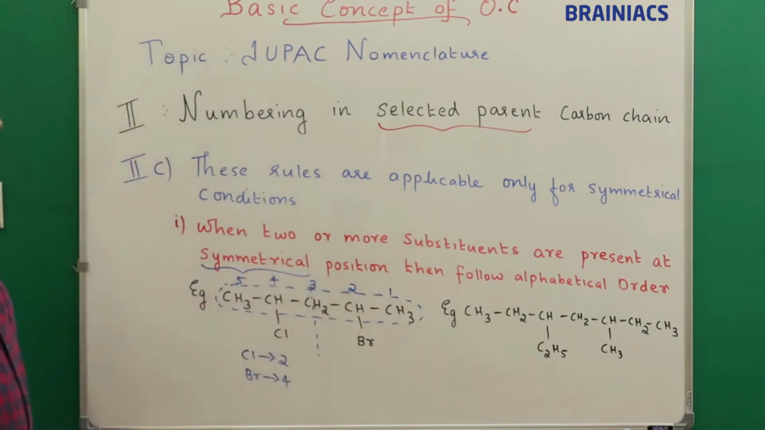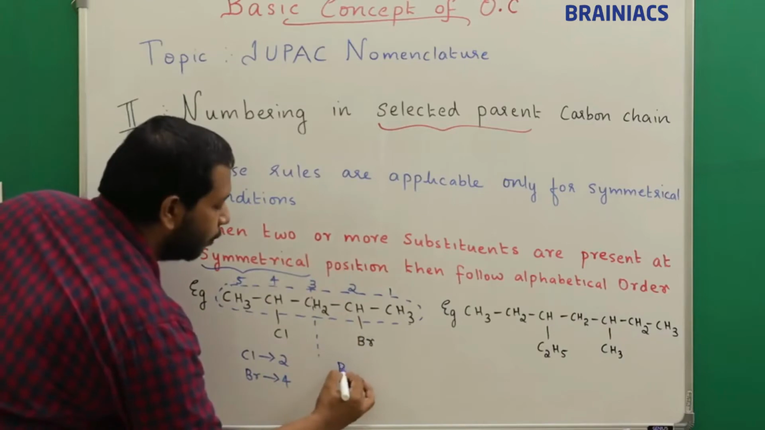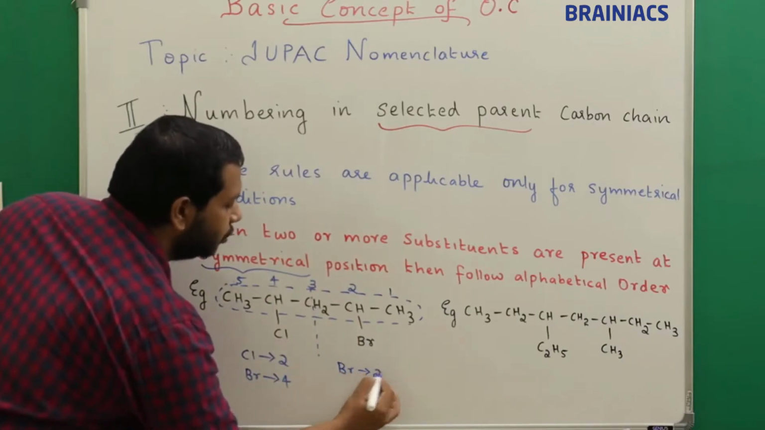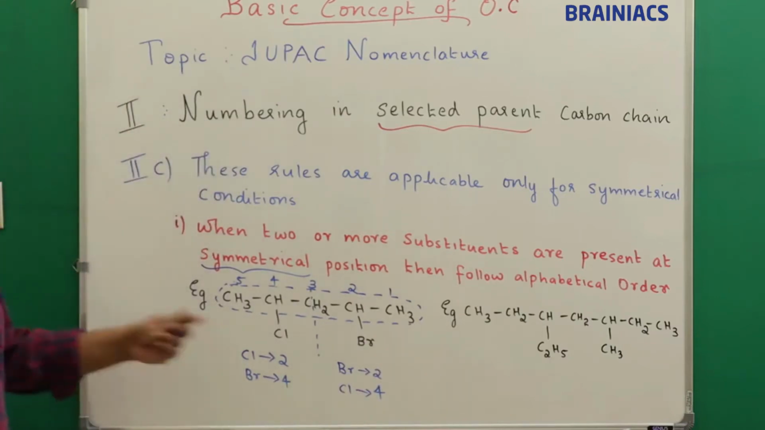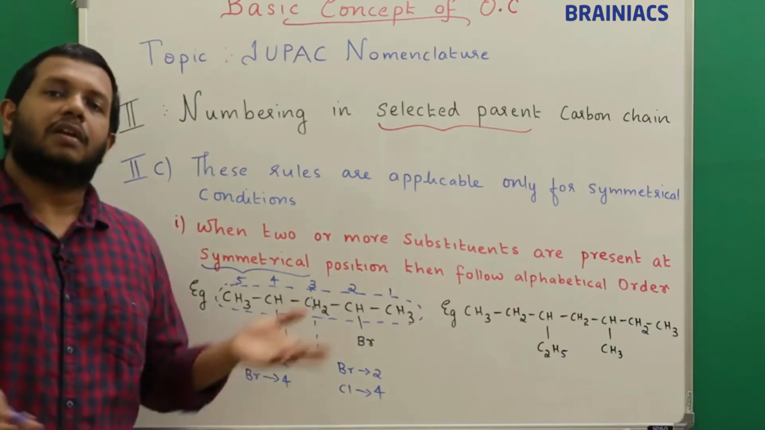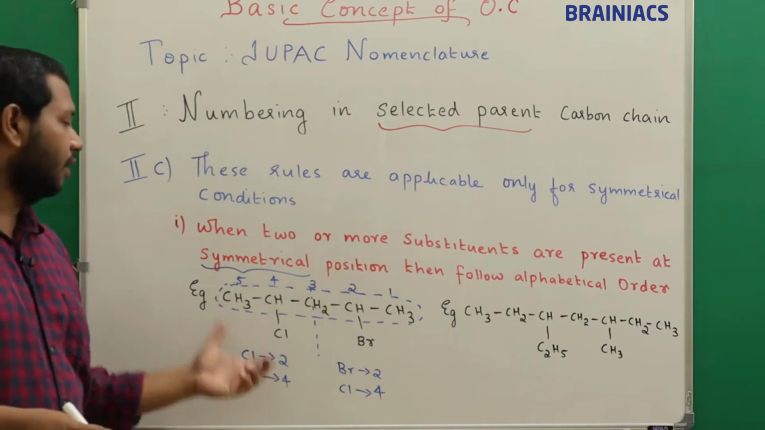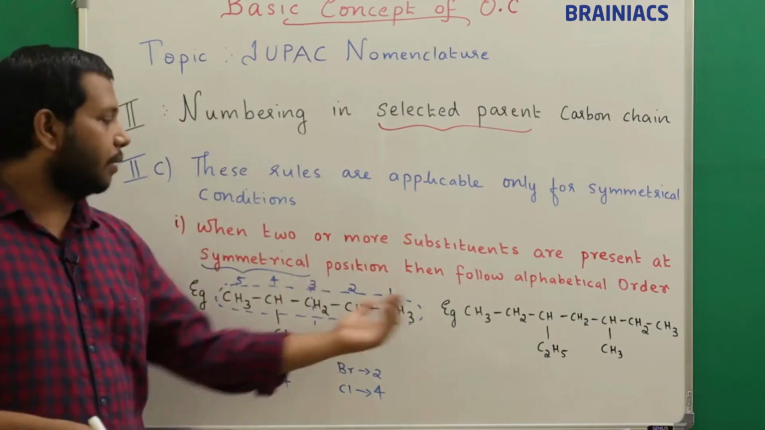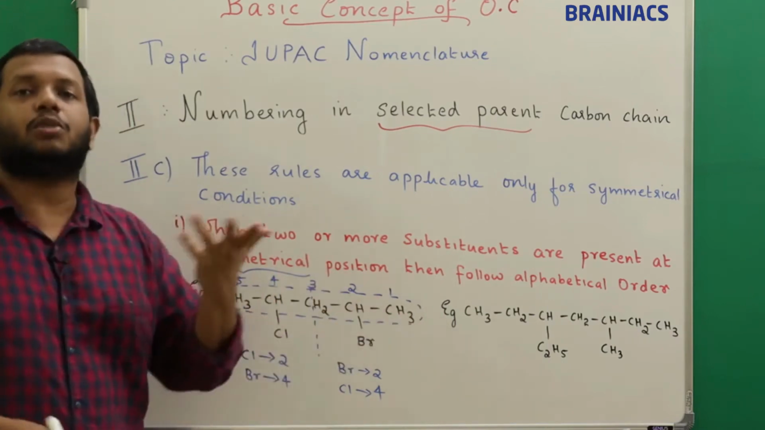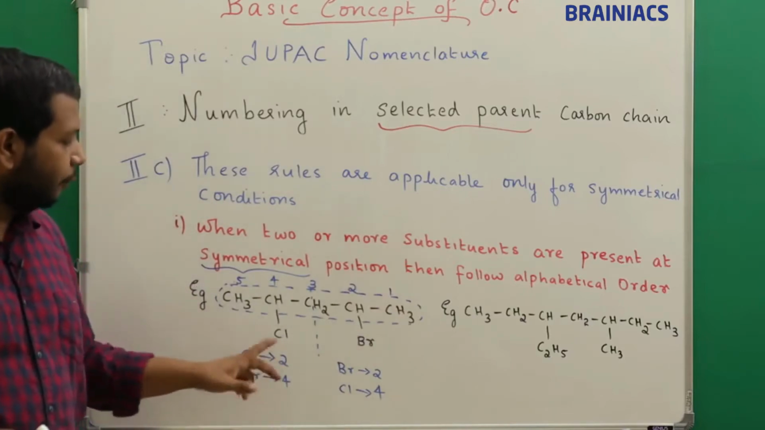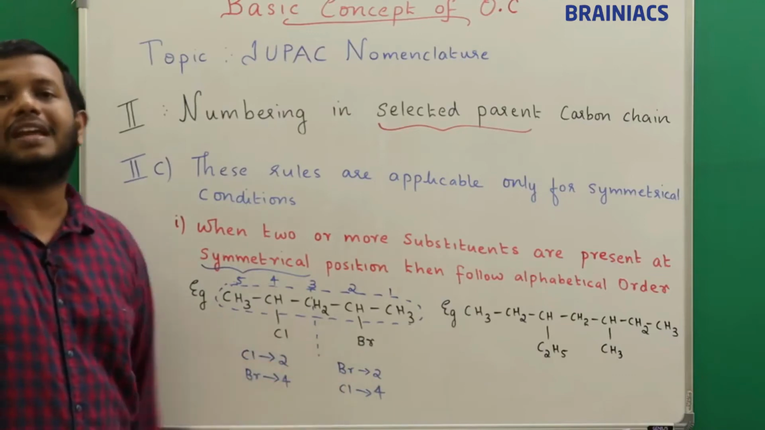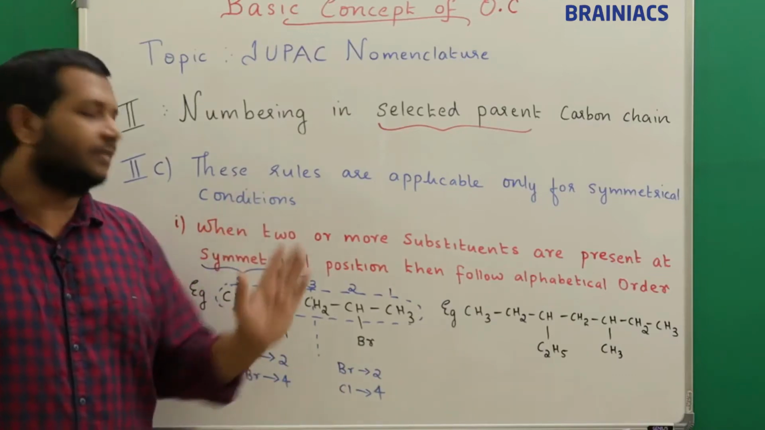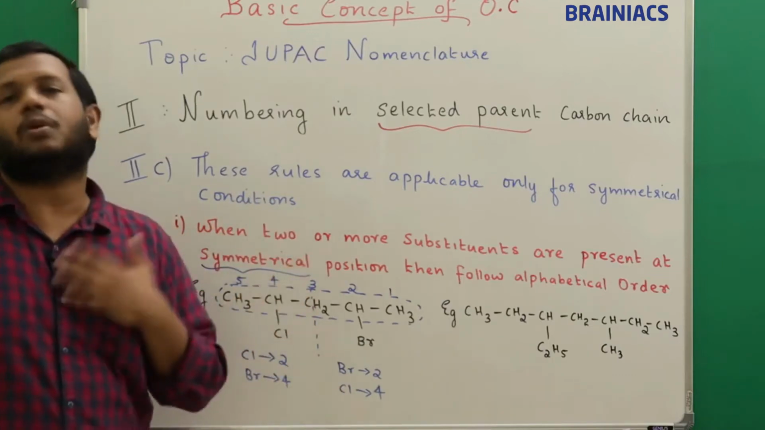So here what is the case? Here I understood that for bromine you are getting the number 2, and for chlorine you are getting the number 4. So they are telling me, sir, both are substituents, right? Then why do you prefer the first way, left to right, or why do you prefer right to left? What should be done here? Because here 2 and 4 is coming, here also 2 and 4 is coming. The only difference is the substituents are getting interchanged. So this is the case of symmetrical condition that I am talking about.